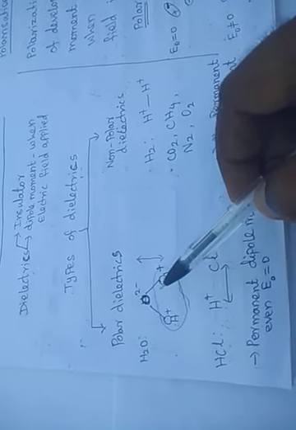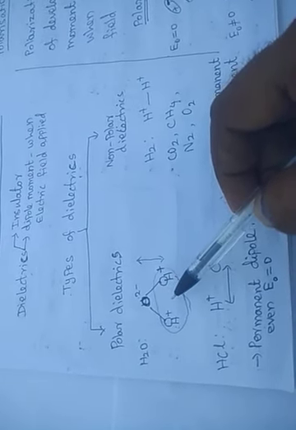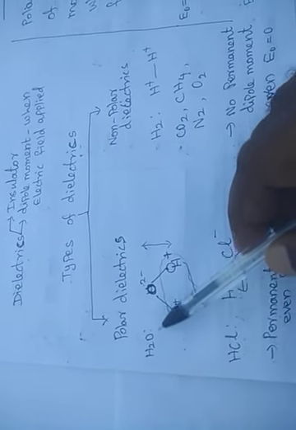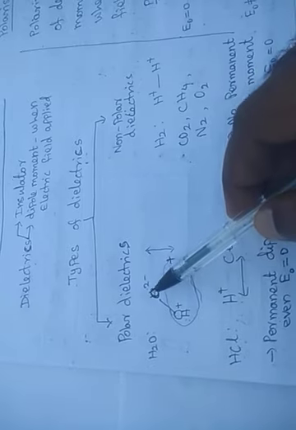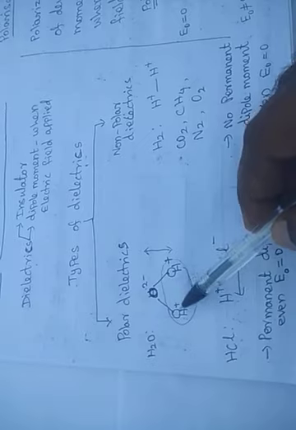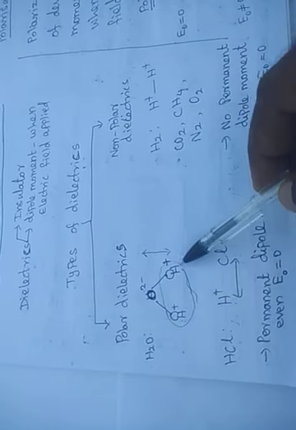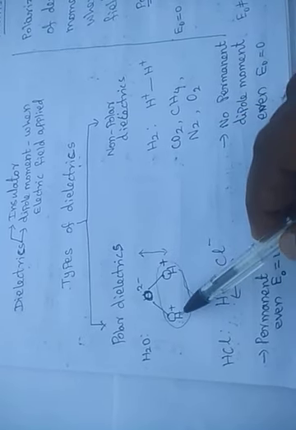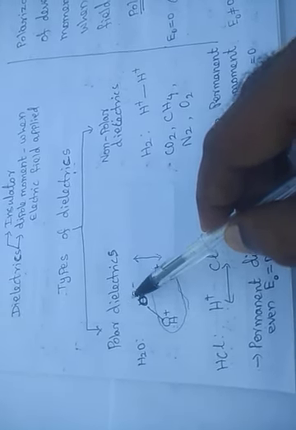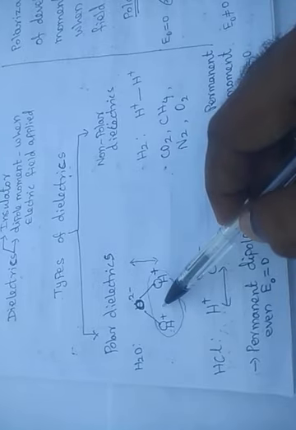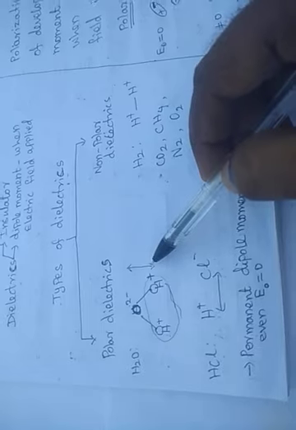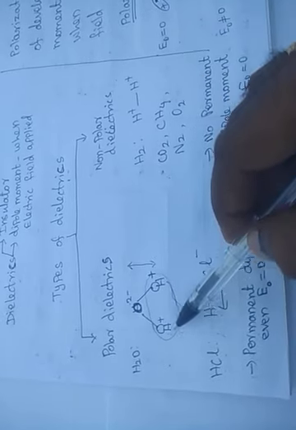So what is a dipole? A dipole means two equal and opposite charges separated by a small distance. Let us take the water molecule, H2O. There are two hydrogens and one oxygen. Oxygen has a 2 minus and each hydrogen is plus. The center of mass of the two hydrogen atoms is here and the center of mass of the oxygen atom is here. So in this molecule, the equal and opposite charges are separated by a small distance. Hence this water molecule is a dipole.